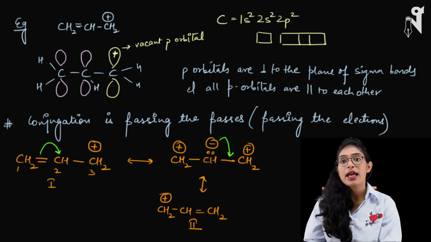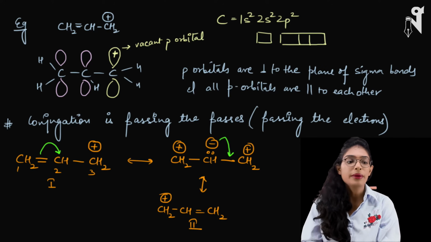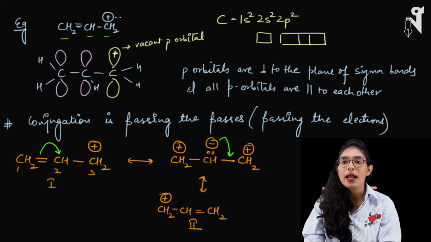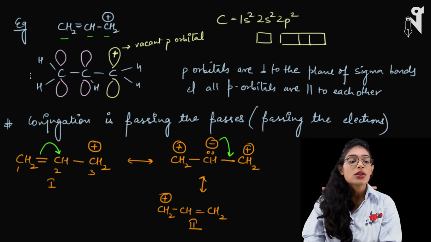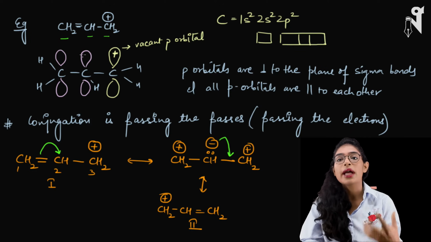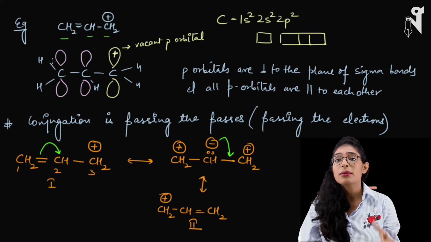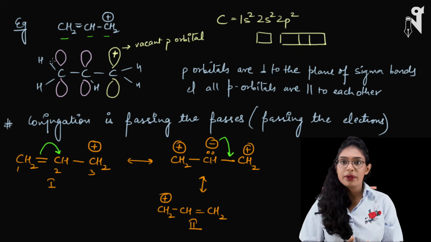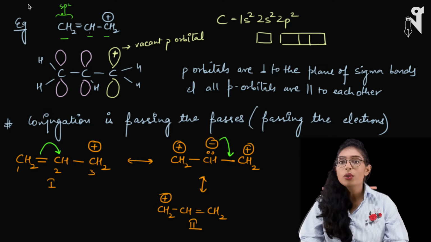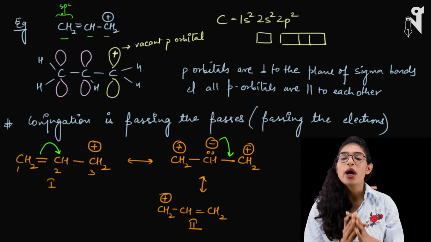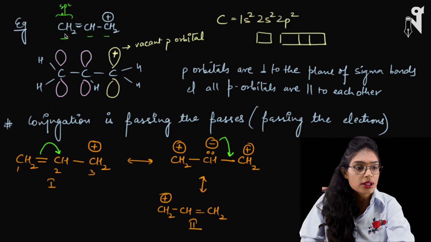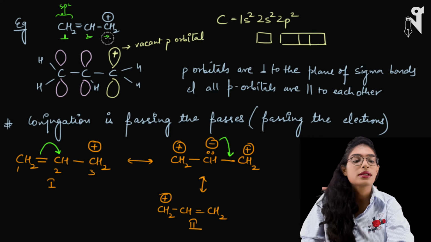So I have taken a very simple example, that is CH2 double bond CH, single bond CH2 with a plus charge over it. Okay, so now when I'm talking about these three carbons, let's see how their orbital diagram will look. What do I mean by orbital diagram? How exactly they will be hybridized and what all orbitals will be involved, that we'll see. We all know that doubly bonded carbons are sp2 hybridized carbons. So assume this is the first carbon, this is the second carbon, and this is the third carbon.